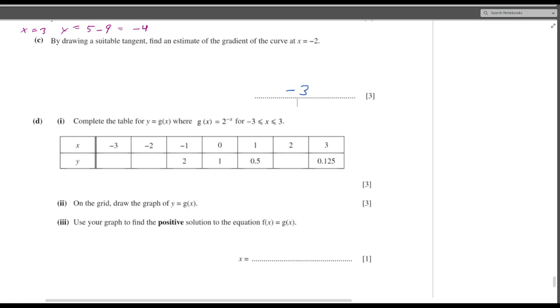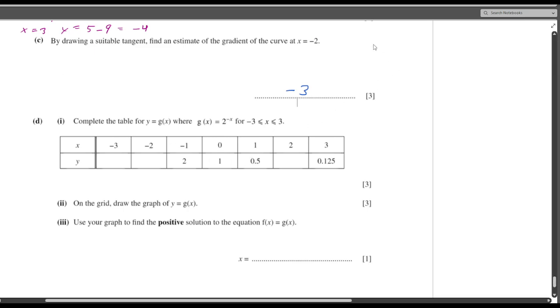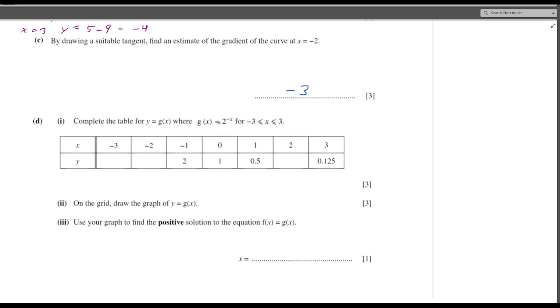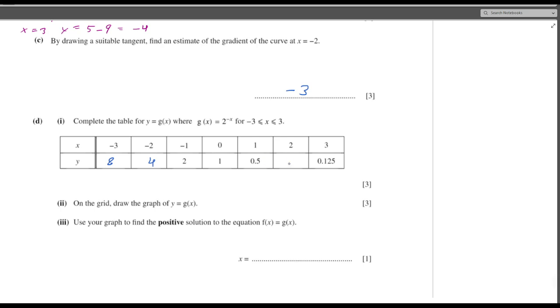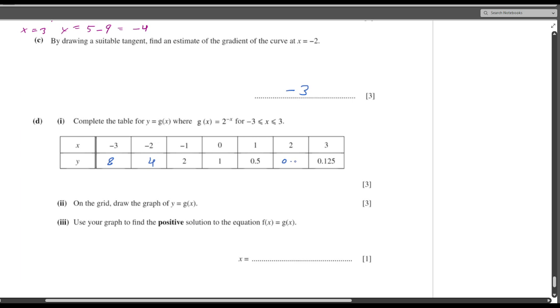So we are here at the end of this question. Complete the table. If you put x equals minus 3, minus minus becomes plus. So 2 power 3 is 8, 2 power 2 is 4, 2 power 1 is 2, 2 power 0 is 1, and then this is 0.5, this is 0.25, this is 0.125.